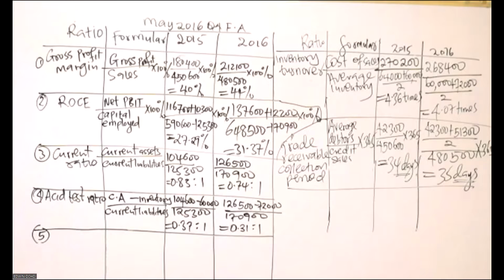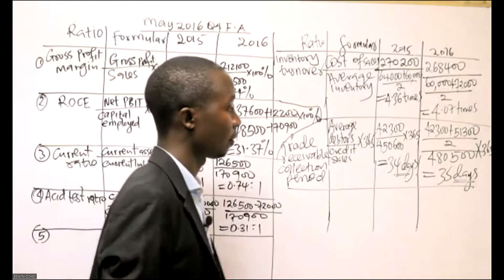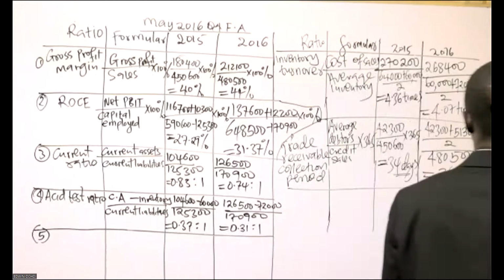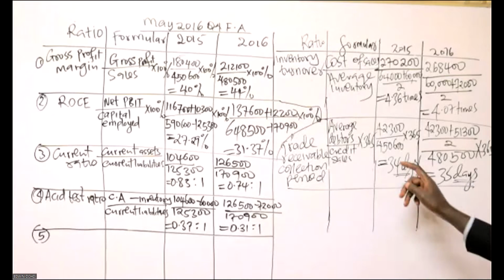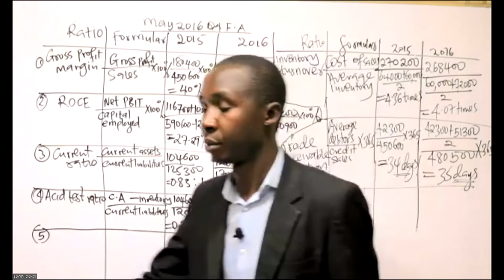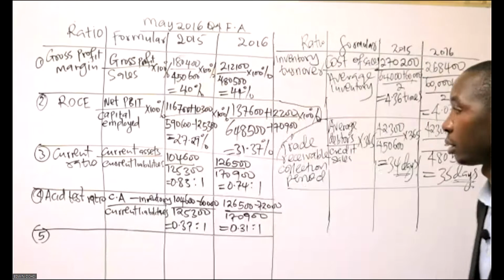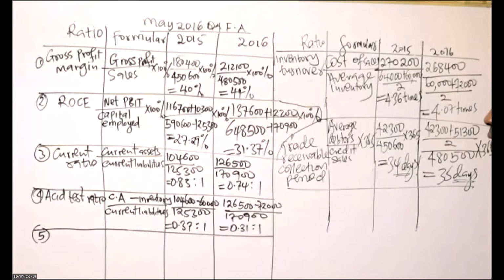On writing the number of days, do we put like 34.2 days, or we just write 34 days? 34 days, whole numbers. You write in whole numbers. We have half a day.